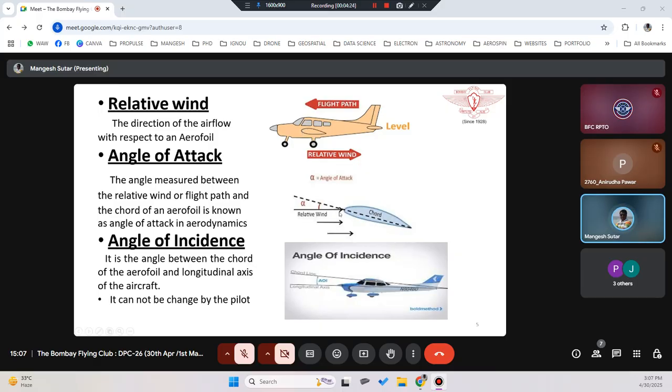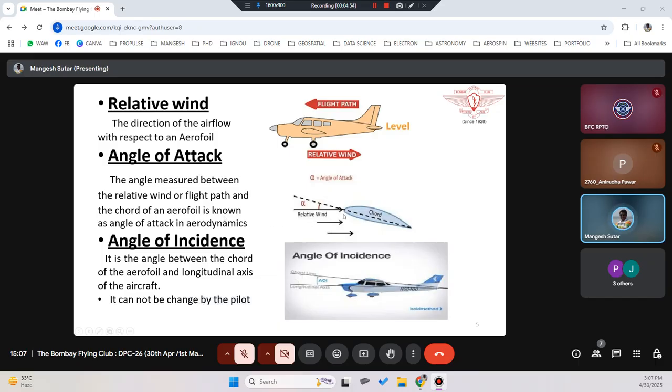Now with respect to the airfoil, the chord line is a straight line between the leading edge and the trailing edge. If you extend that chord line further and you see the relative wind, there is an angle which is created. This angle alpha is called the angle of attack. The angle measured between the relative wind, or the flight path, and the chord line of the airfoil is known as the angle of attack in aerodynamics.